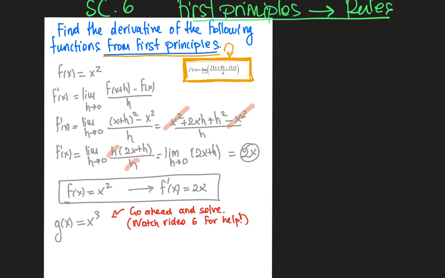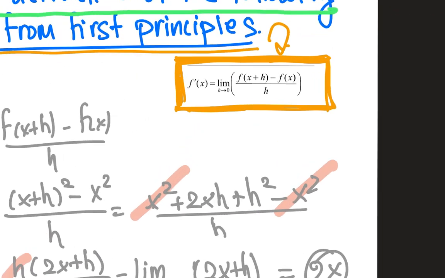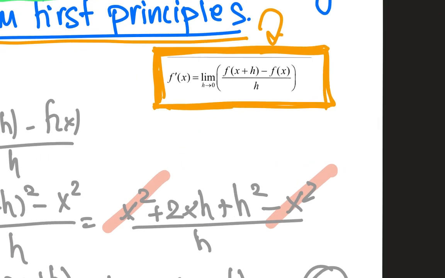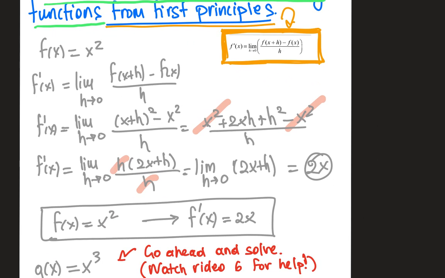In order to keep videos short, I have already answered the first question, which you've potentially seen by now. Essentially, the question is asking you to find the derivative of the following functions from first principles. First principles is what you have in your formula booklet. You have to apply the original definition of the derivative, and that's what I've done down here for f of x equals x squared.